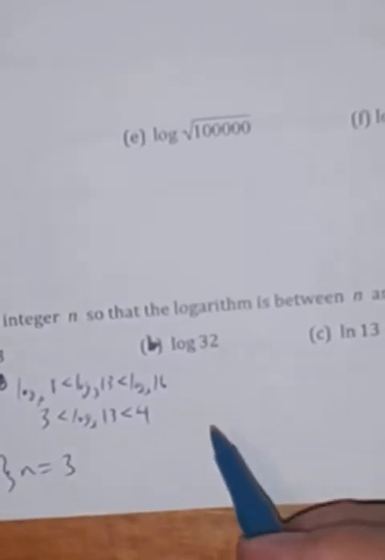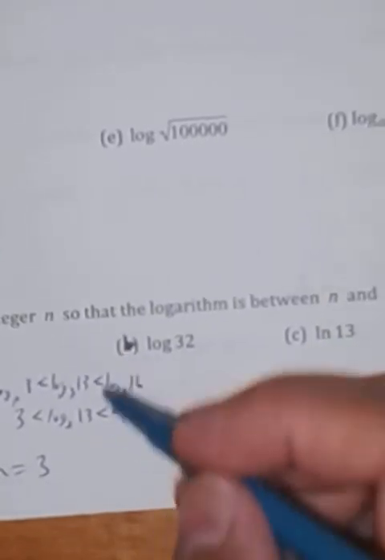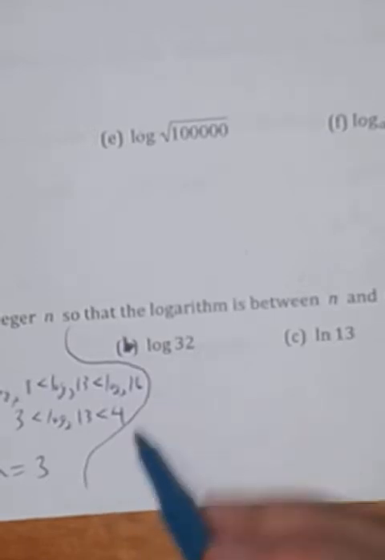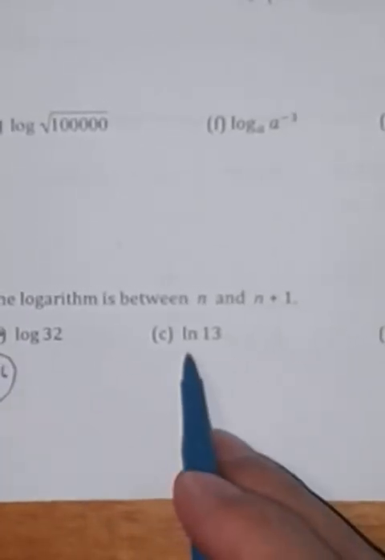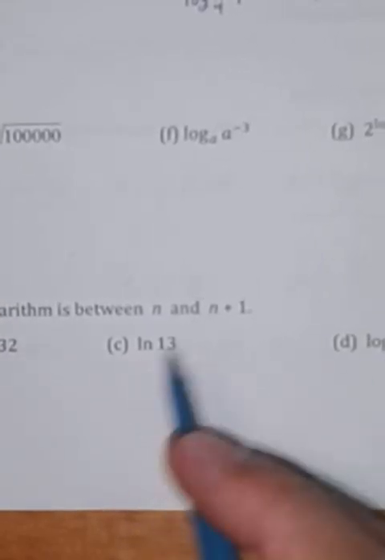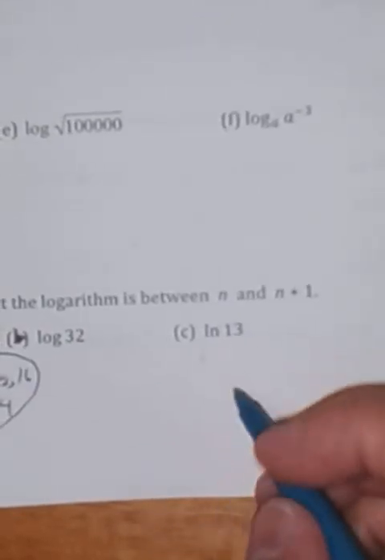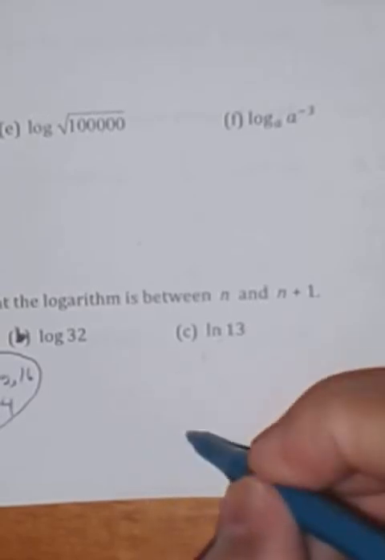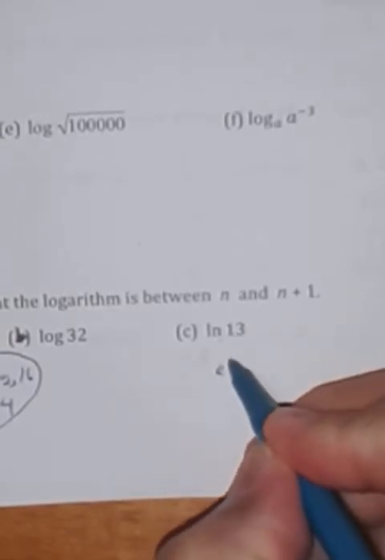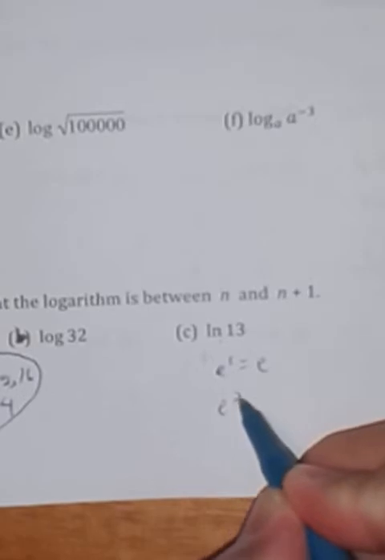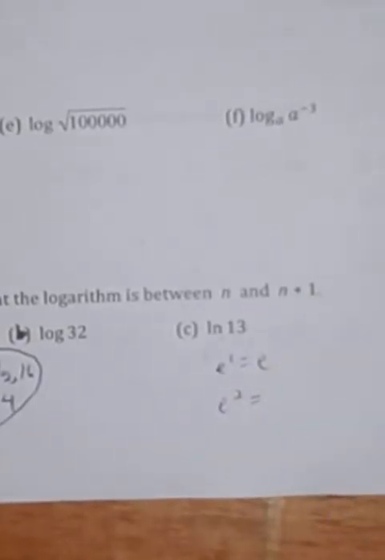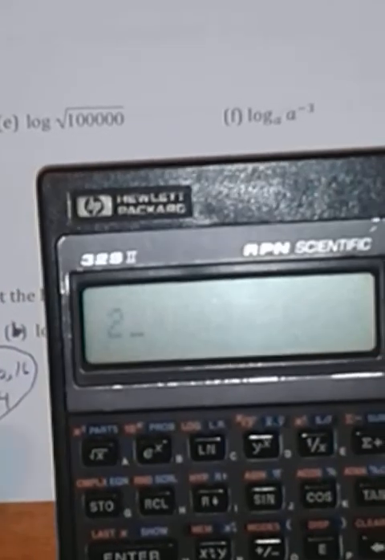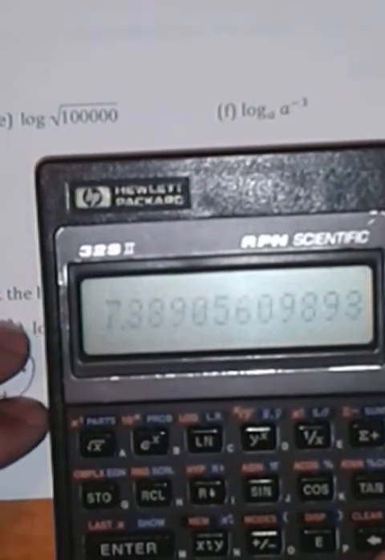All right, let's do one more, and then I'll leave the rest for you. I'll leave B for you guys, and I'll do C. ln of 13. So ln is base e, remember, so I want to think e to the first is e. e to the second is, let me get my calculator. My calculator says e to the second is about 7.39.